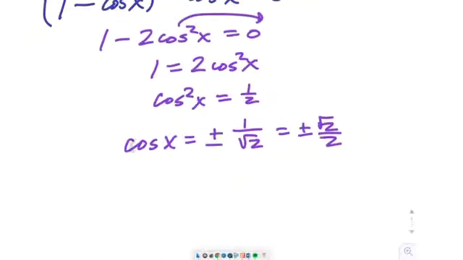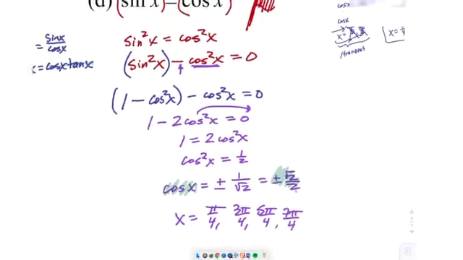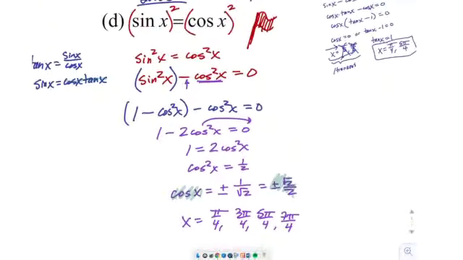And now we're ready for the unit circle. Where does cosine equal either positive or negative square root of 2 over 2? Well, it's at all the pi fourths angles, right? Pi fourths, 3 pi fourths, 5 pi fourths, and 7 pi fourths. Are they all solutions? Maybe. Good answer. Survey says, nah.